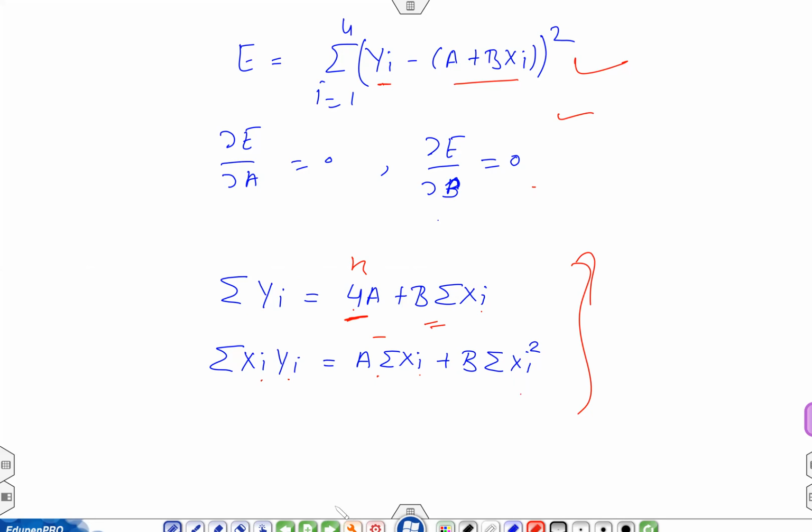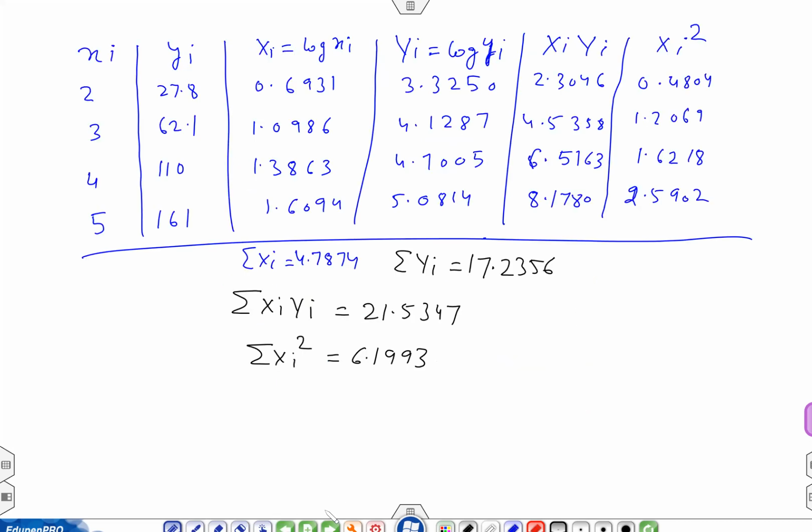For that, we will form a table. It should be clear what capital Y is: capital Y is log of small y. So we will do it like that. These are the data points for small x and y. So the small x value is this, y is this. Capital X is what? Log of x. And capital Y is what? Log of small y. So these are the values we are getting.